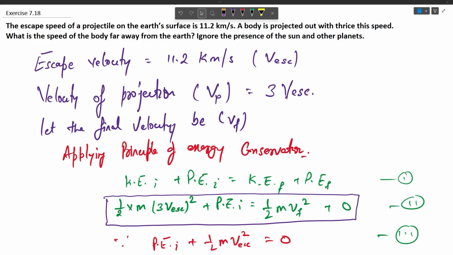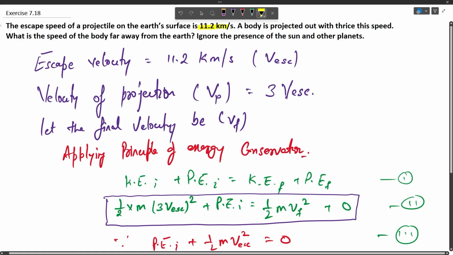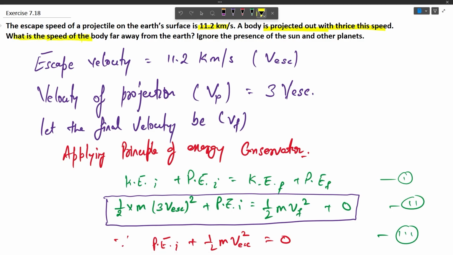Question says that the escape speed of a projectile on the Earth's surface is 11.2 km per second. A body is projected out with thrice this speed. What is the speed of the body far away from Earth? Ignore the presence of Sun and other planets. So here we have been given a body and Earth as a system, and it is given that the escape speed of a projectile on Earth's surface is 11.2 km per second.